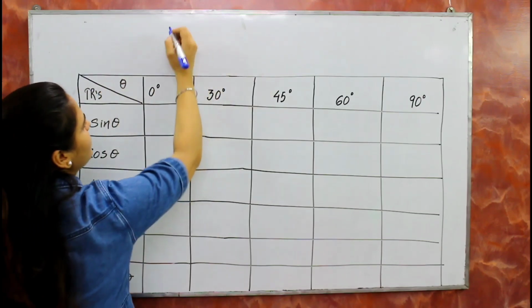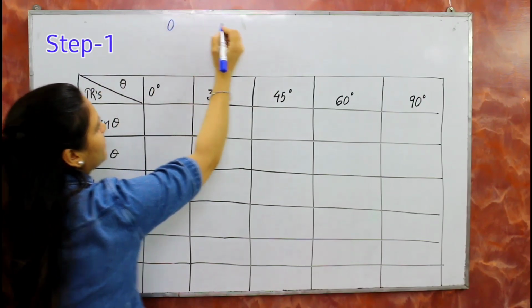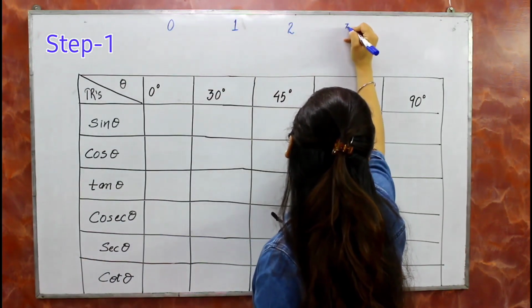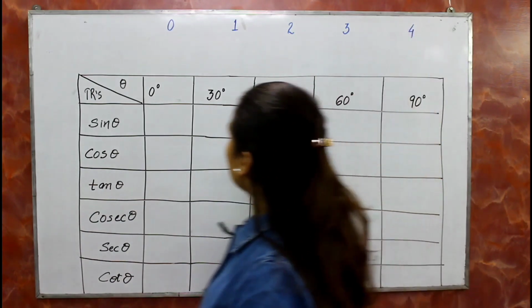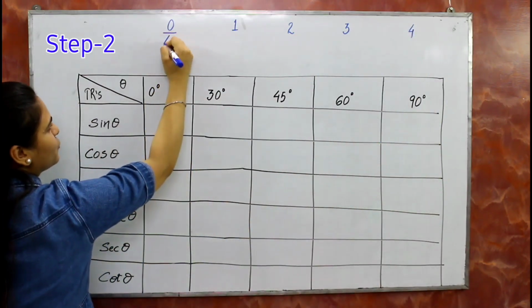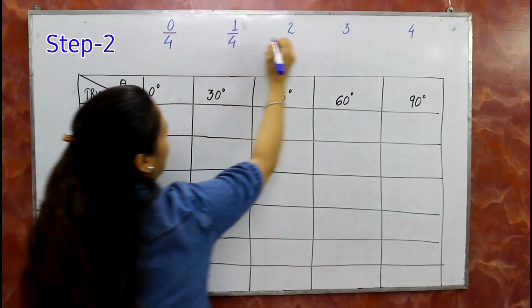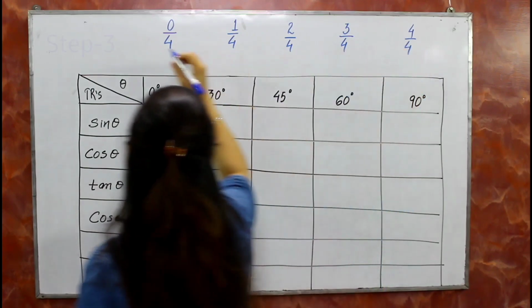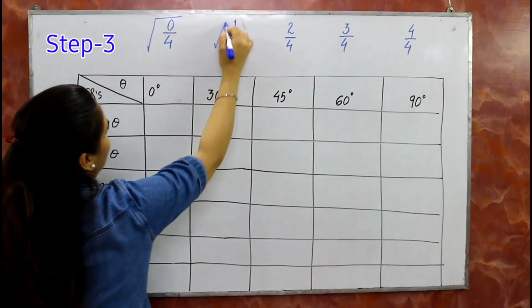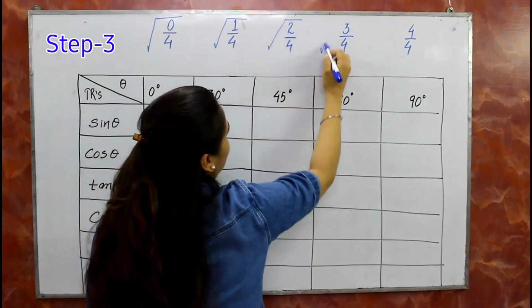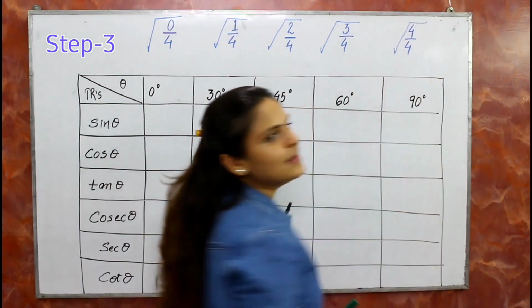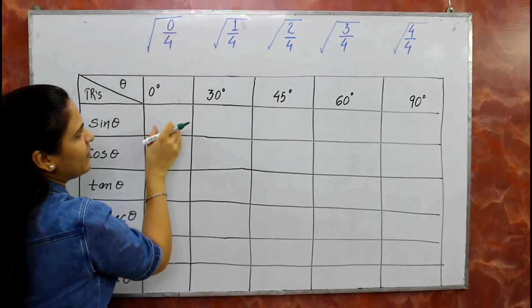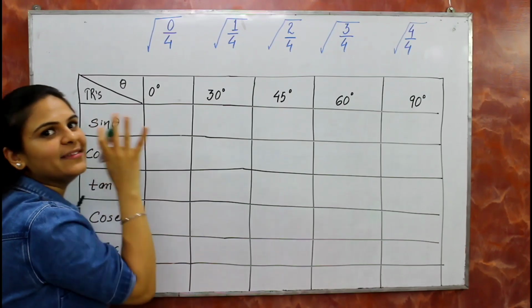Our 3 simple steps: step number 1, write counting from 0 to 4: 0, 1, 2, 3, 4. Step number 2 is divide all the numbers by 4. And our last step is take the square root of all the numbers. That's it. And students, when you simplify it, you will get the values of sine theta.